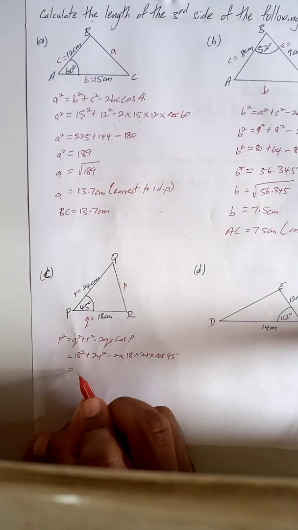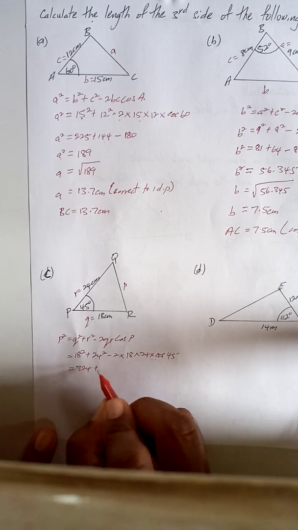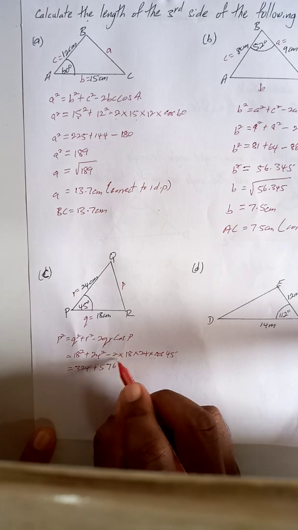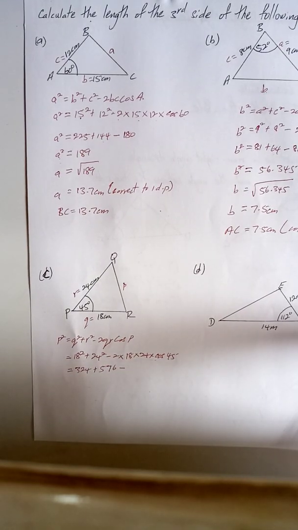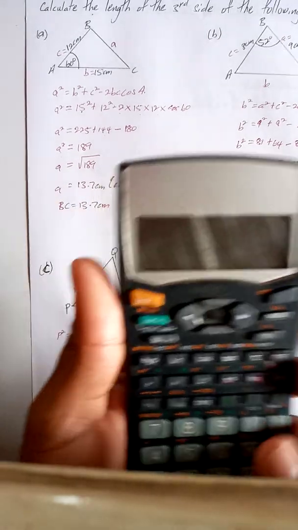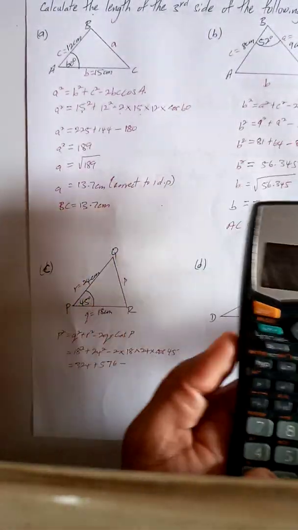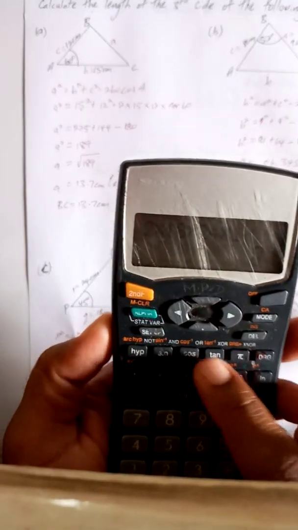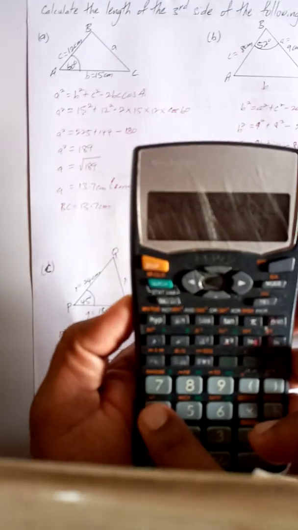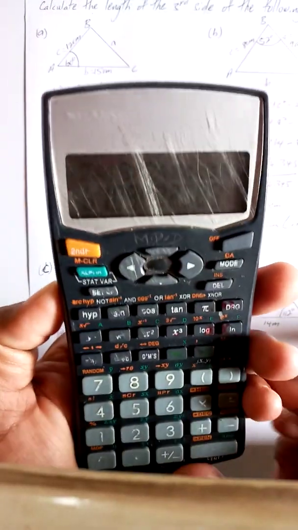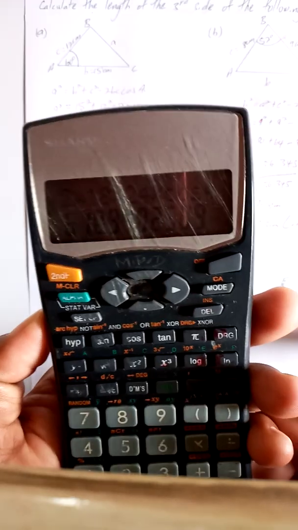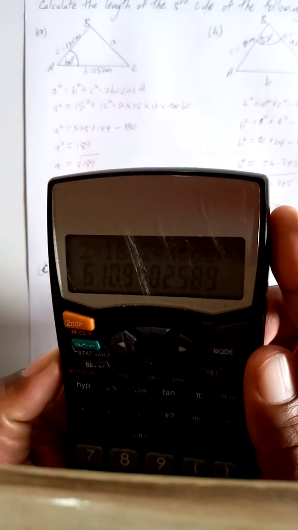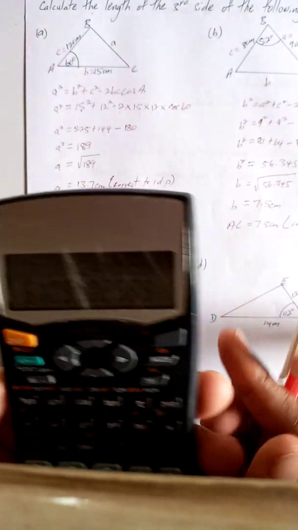18 squared will give us 324 plus 576, 24 squared will give us that. Subtract, now we multiply this. We'll show it on the calculator. 2 times 18 times 24 times cos 45. That gives us 610 point... it's not showing too clear on the calculator. Okay, that is 610.91.